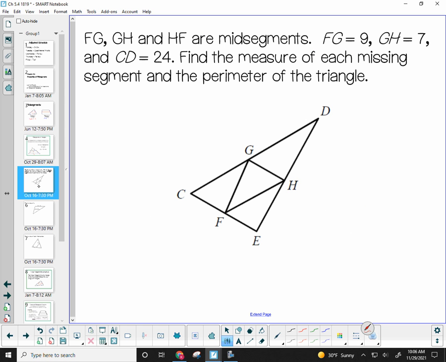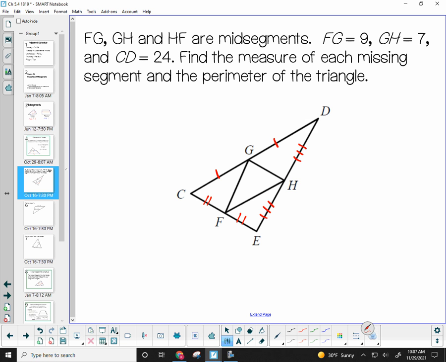So let's take a look at a couple problems using those ideas. It says FG, GH, and HF are mid-segments. A lot of times in mid-segment problems, they're not going to mark the triangle for you because it makes the triangle way too congested. It's just too messy. So you have to know if FG is a mid-segment, that means they have bisected each side, or those 2 sides anyways. And if HF is a mid-segment, that means they bisected this side as well.